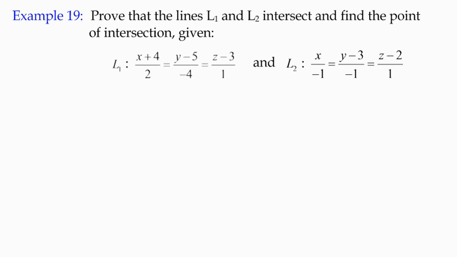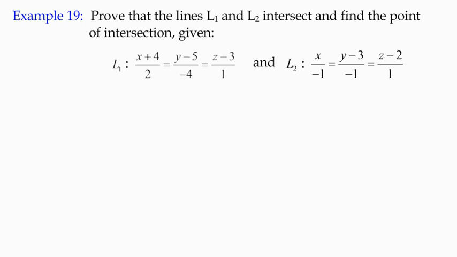Okay, so we're on our vectors topic. This is example 19. We've had a look at equations of lines and planes. We've had a look at the angles of intersection. Now we're going to have a look at points of intersection, certainly of lines. How do we work out or find out where lines intersect?